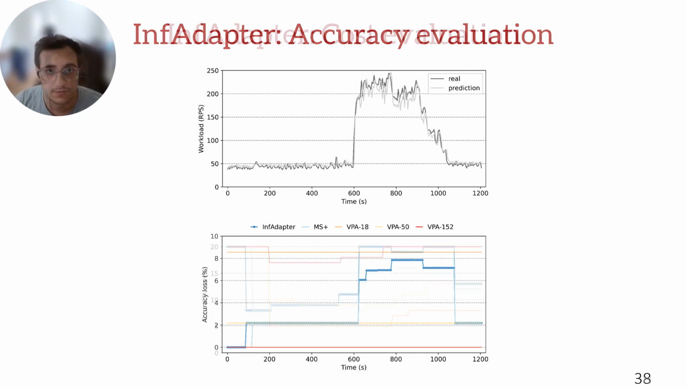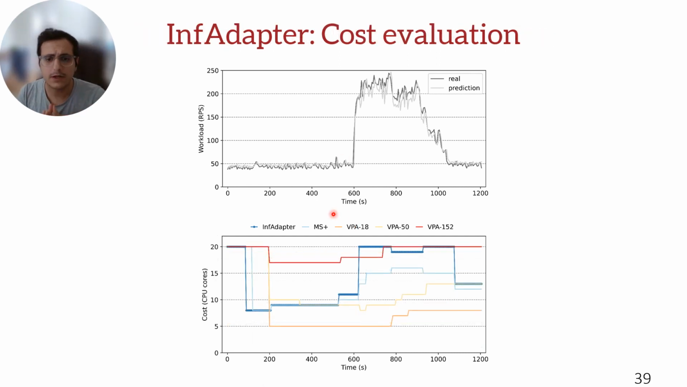So let's look at the cost of InfAdapter. Initially, the cost is high because the model does not know what's going on, and it immediately reduces the cost because the load is low. And as we go on, at 600 we have a peak, so what happens? InfAdapter tries to allocate more resources to be able to sustain the throughput. And when the load is low, it takes away the CPU cores that it has allocated before.